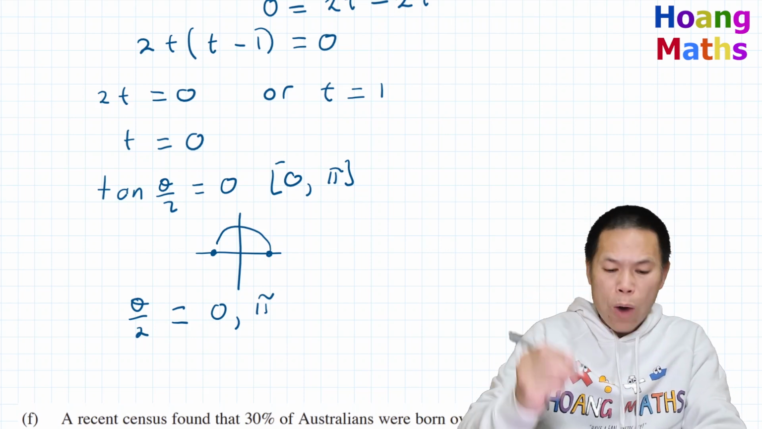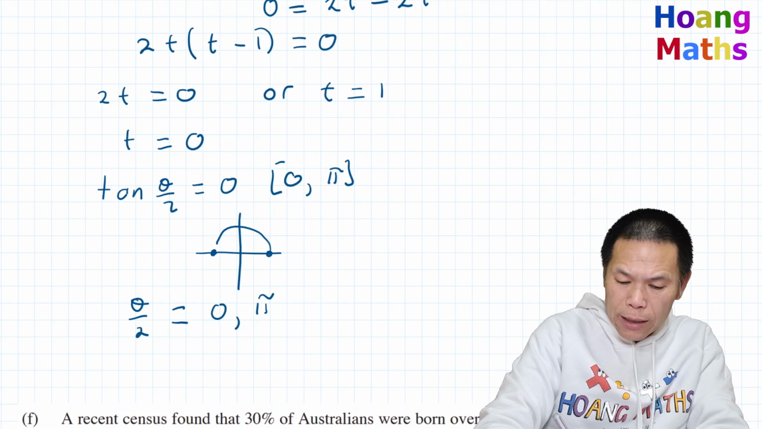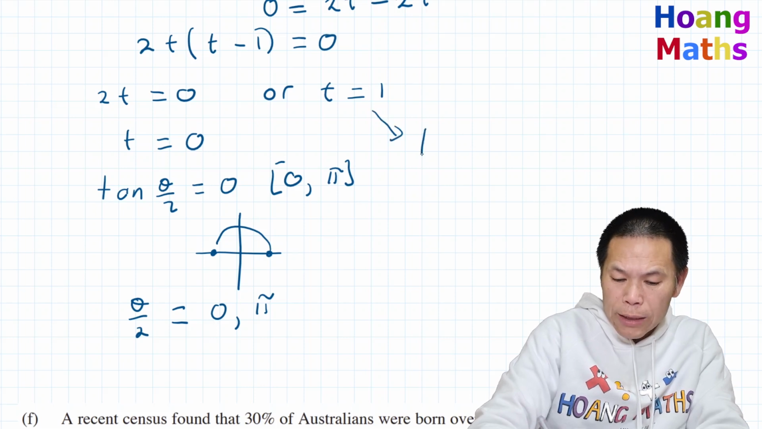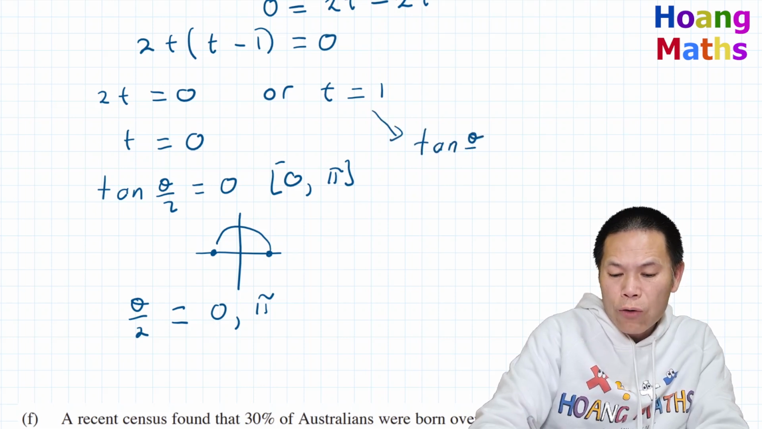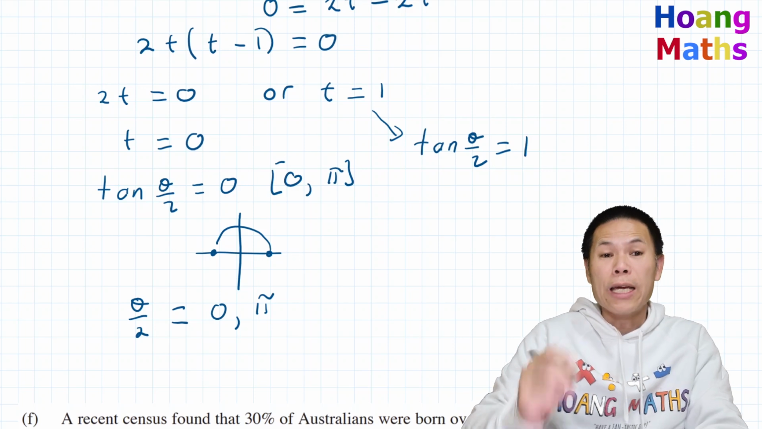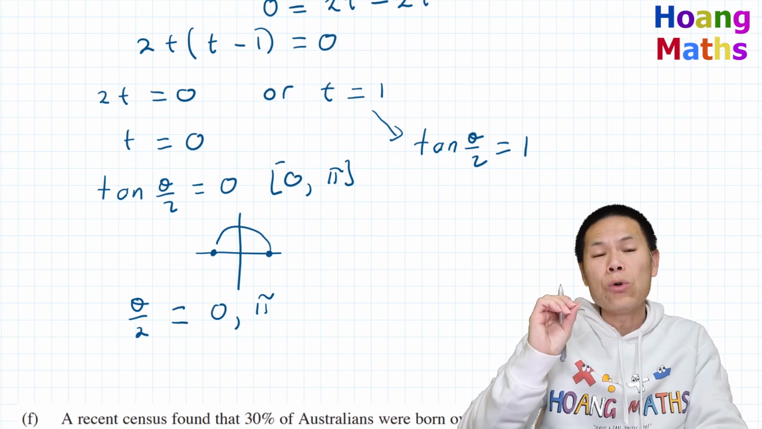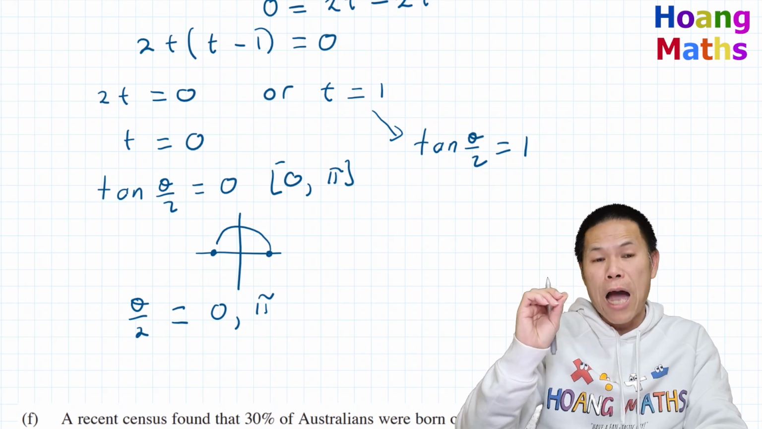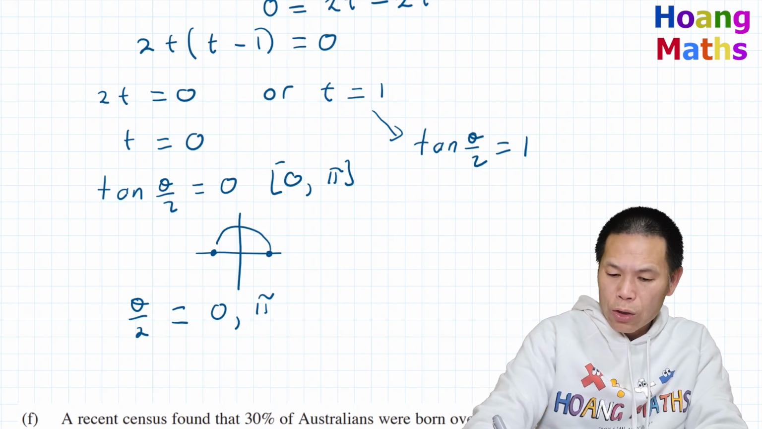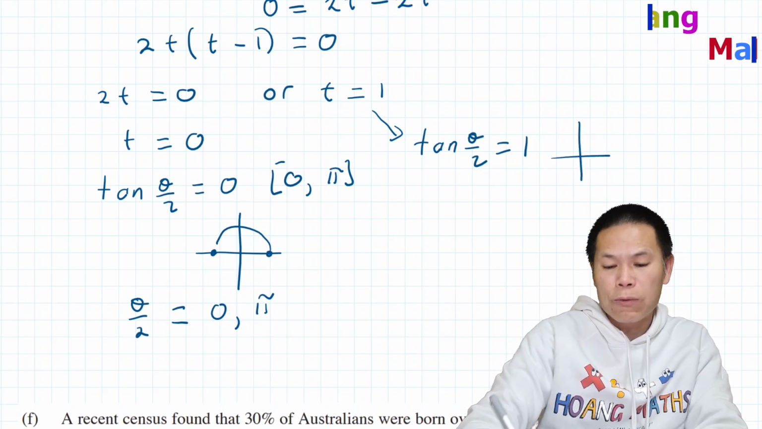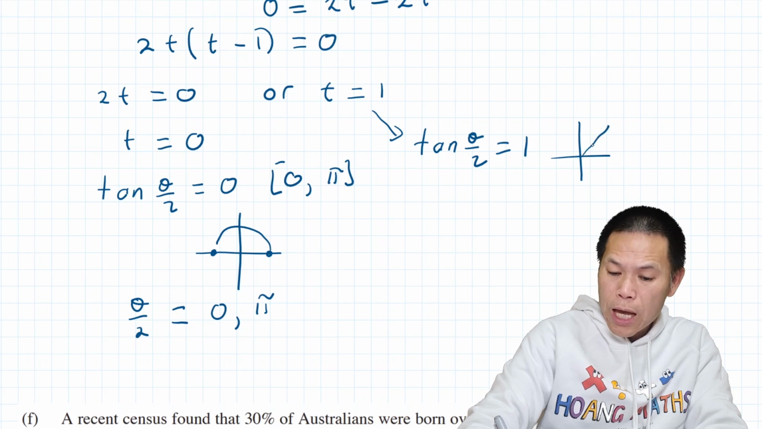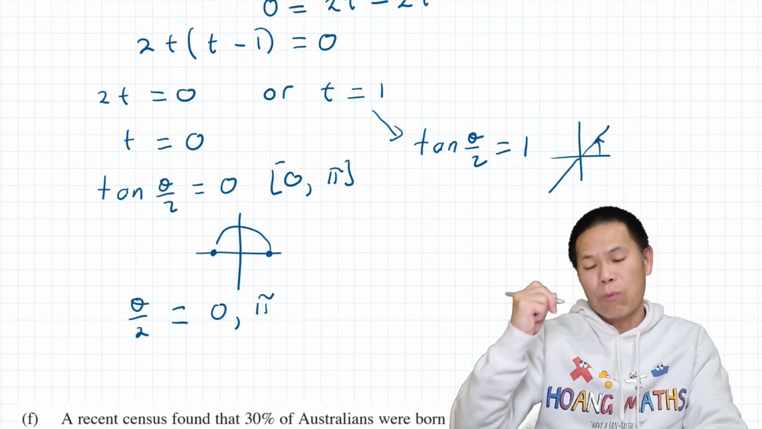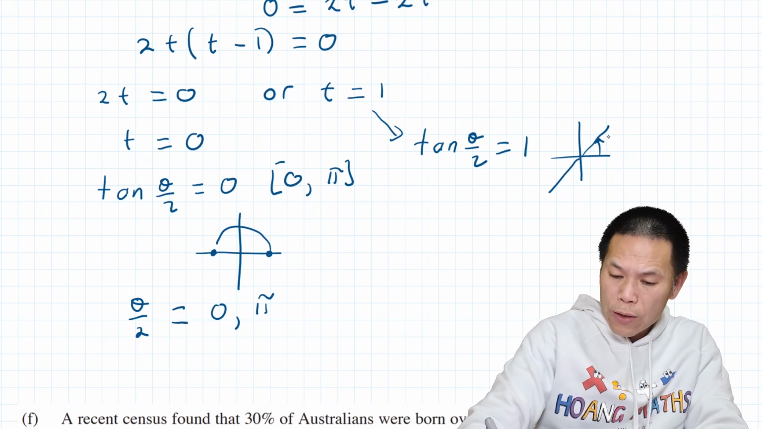Now when t equals 1, that means tan of theta over 2 is 1. And don't forget the domain is only between 0 and pi because of theta over 2. So that will give me the positive quadrant, so that will be here and here. So inverse tan of 1, of course, is pi over 4. That's the reference angle.